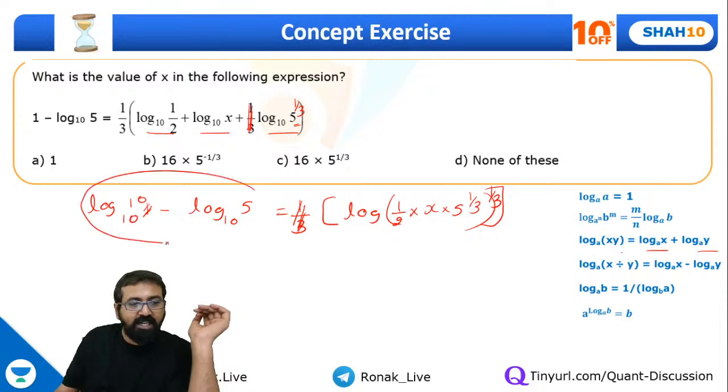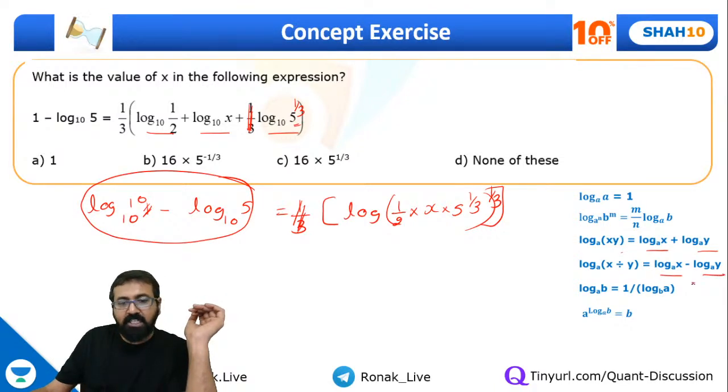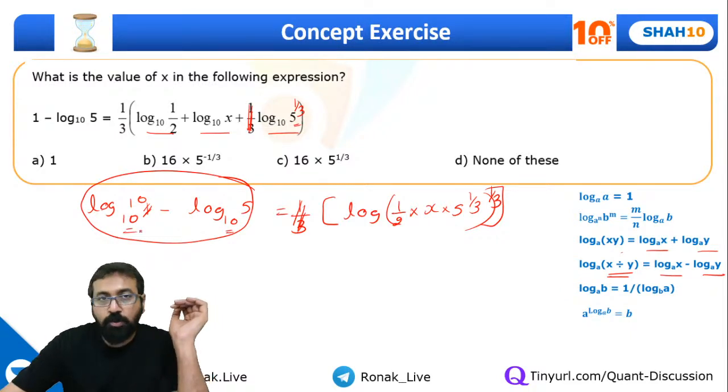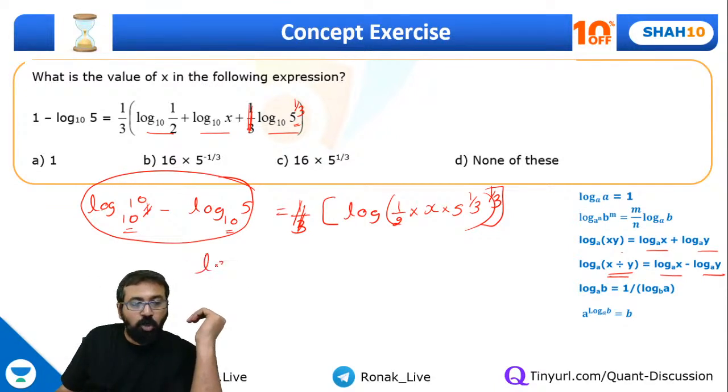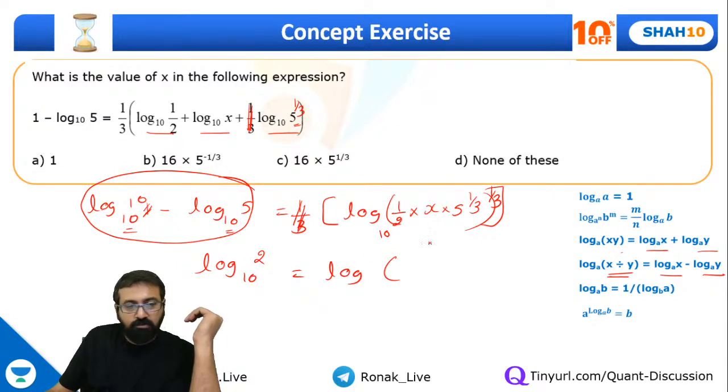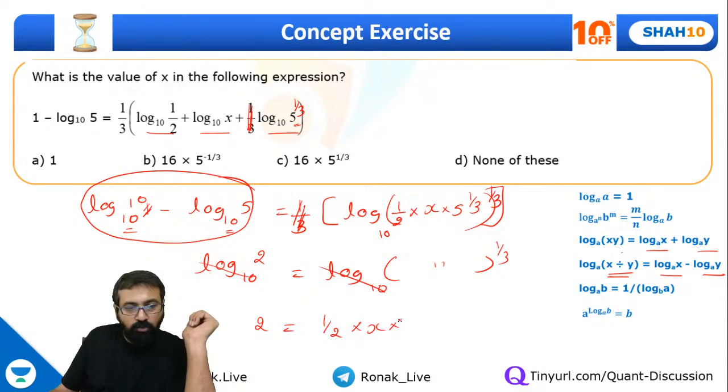So what is your left hand side? Again, log of x minus y is equal to log of x divided by y. So log of 10 minus log of 5, both have the same base. So this will be equal to log of 10 by 5, which is log of 2. Again, the base will remain the same. And this one is again log of, acha, there is base 10 over here. We are keeping this as it is with base 10. So we can cancel off log from both the sides. So it will be equal to 2, which is equal to 1 by 2 into x into 5 raised to 1 by 3 whole raised to 1 by 3.